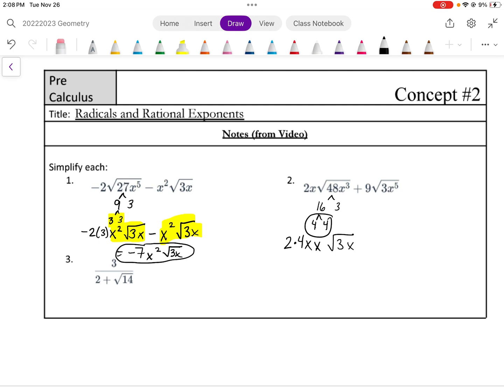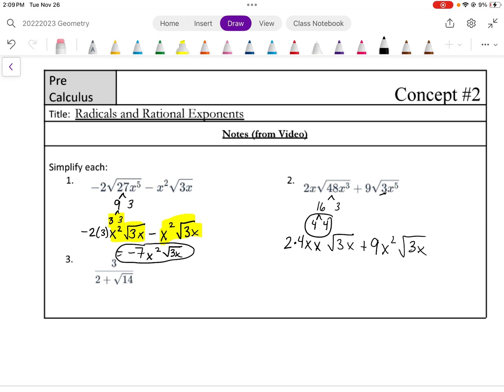Now over here, I cannot take the square root of my 3. However, I can simplify the square root of x to the 5th just a little bit, just like we did on the last example. Think about how many groups of 2 you could take out from x to the 5th power. The answer to that question would be 2 groups of 2. Or you could think of it as you can take the square root of x to the 4th, which would be x squared. However, there would be 1 left over, so you would have 3x.